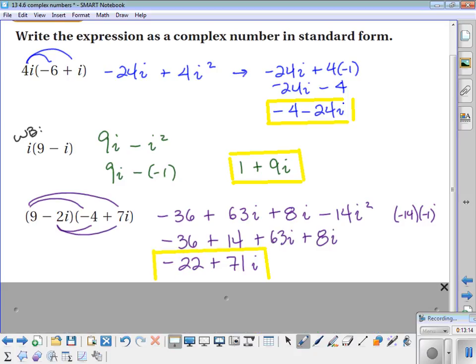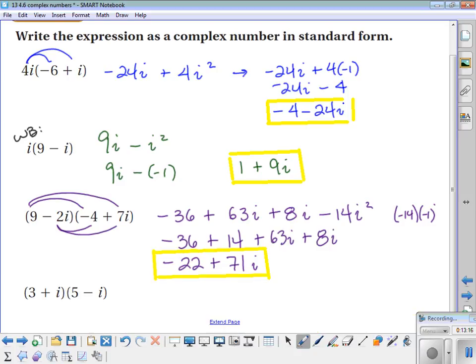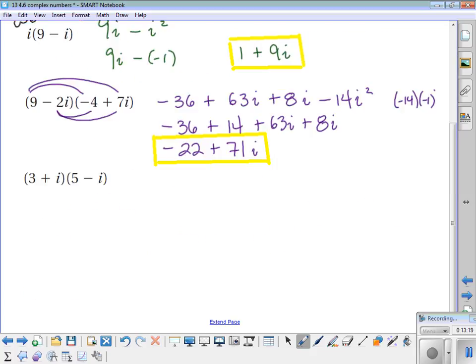All right, so you guys still have 2 minutes left, so don't you dare pack up before you do this problem. We've got 3 plus i times 5 minus i. That's your ticket out the door today. You have to be able to do this problem.